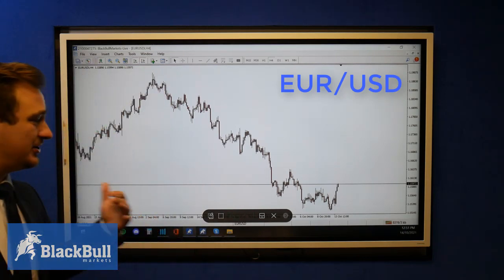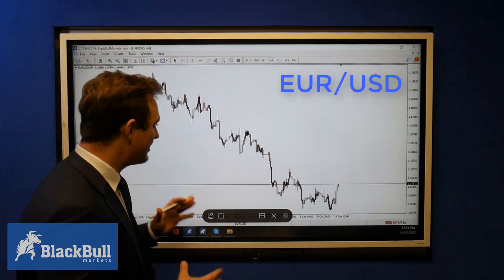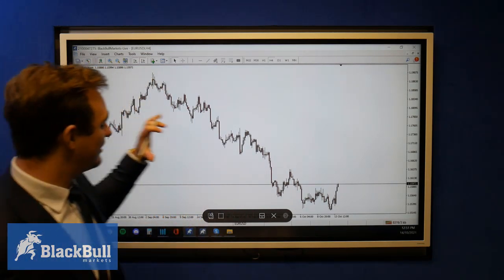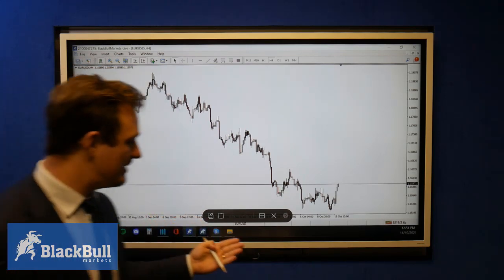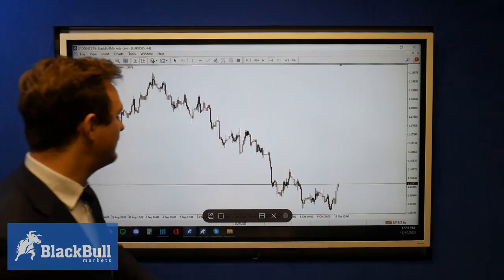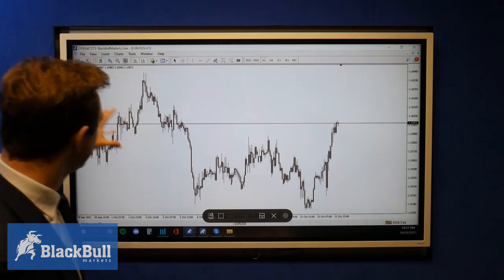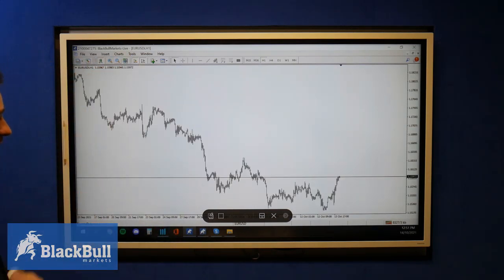You're looking here at the Euro USD. Now, having a look at the overall downtrend, this is the Friday time frame. We started to see a bit of a push to the upside. If we have a look here on the hourly time frame, we can see that we did actually have a bit of a wedge forming in this market.